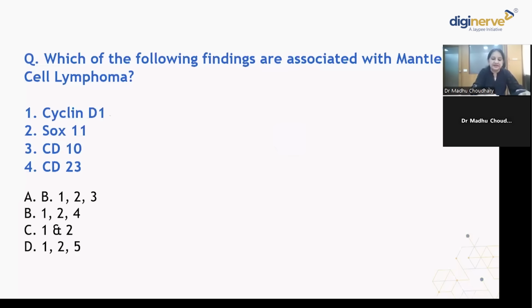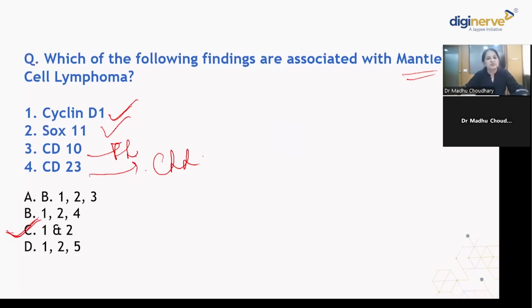So your cyclin D1 has to be positive in mantle cell lymphoma. SOX11, again, we've studied, that was the new marker, right? I've already told you in my earlier classes, SOX11 was positive, a new marker positive in mantle cell lymphoma. So cyclin D1, SOX11 positive. CD10, is it positive? CD10 kiska marker tha? CD10 was seen in your follicular lymphoma. And CD23 was positive in CLL. So mantle cell lymphoma, 1 and 2, that is your cyclin D1 and SOX11 positive. This is the correct answer, right? Let's move on to the next question.